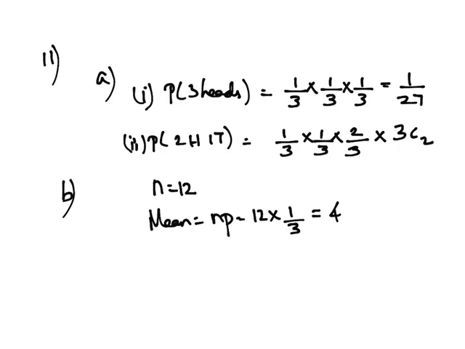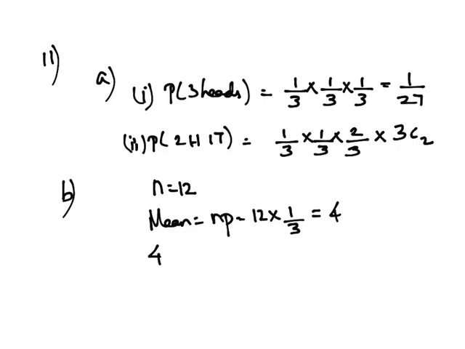Now Amir wins $10 for each head obtained and loses $6 for each tail. Find his expected winnings. Now it is mentioned that he will get $10 for each head and he'll lose $6 for each tail. And just now we found out that he's expected to get 4 heads, isn't it?